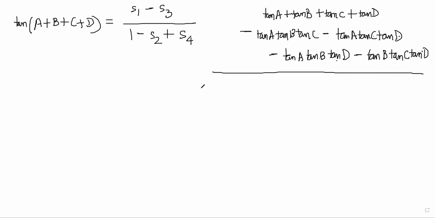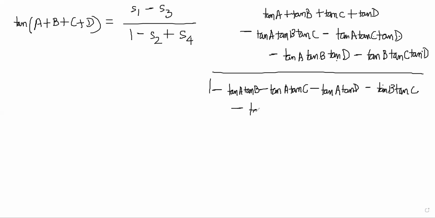Then the denominator will be 1 minus S2. S2 will be 2 at a time tan. So tan A tan B, minus tan A tan C, minus tan A tan D, minus tan B tan C, minus tan B tan D, minus tan C tan D. There will be 6 terms here. There is no other pair of 2 tans that can be taken other than these 6. Plus 4 at a time, which will simply be tan A tan B tan C tan D.